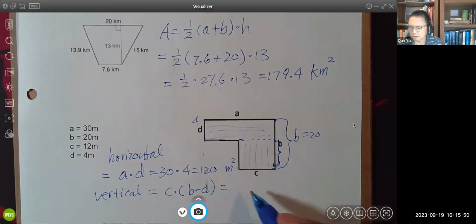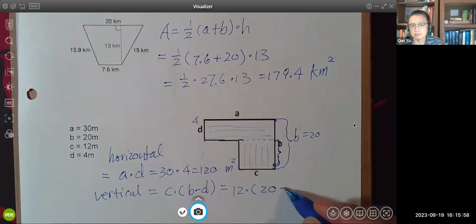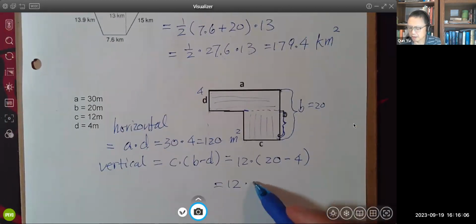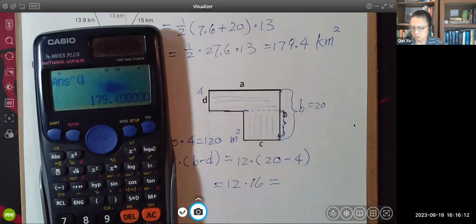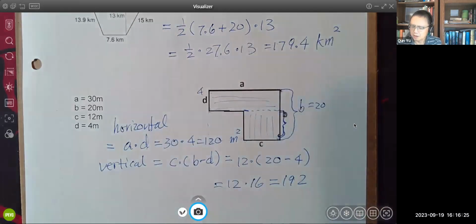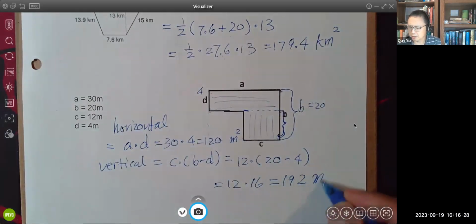So plug in numbers. C equals 12. Then B is 20 minus D, which is 4. Go to the calculation, 12 times, this is 16. What do we get? 192. 12 times 16, 192. We get a nice whole number. The unit is meters, so we're going to get square meters.